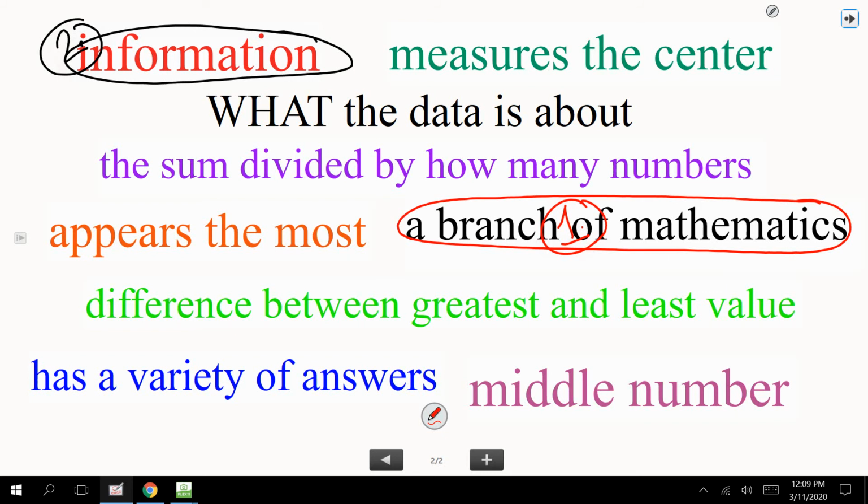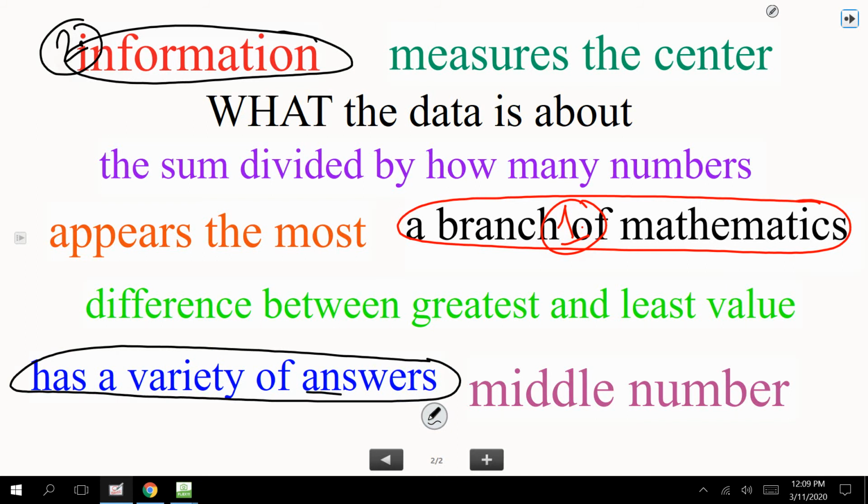Number 3 says statistical question. Which one of these would be a statistical question? Easton? Has a variety of answers. If it's a question, it has to have answers. So that should be an easy definition to hopefully fill in because it says answers. So that was number 3. I'm going to give you a minute to write that one down. It's a little bit longer.